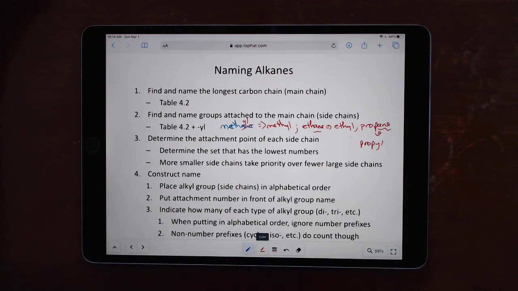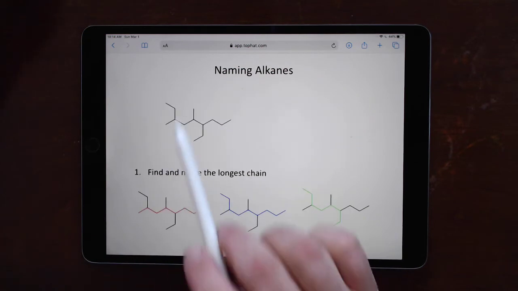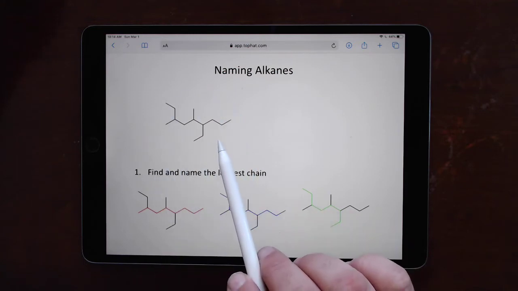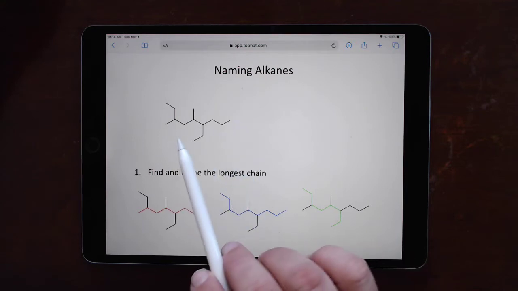Although you do have to be careful. We're going to be talking later about cyclo and iso. Those make a difference, but the regular ones do not. So the di, the tri, the tetra, those don't work. Okay, and so we'll put these together. I know it's kind of weird, but we're going to walk through the first one. The first thing we do is we want to name this compound. So the first thing we need to do is find the main chain.